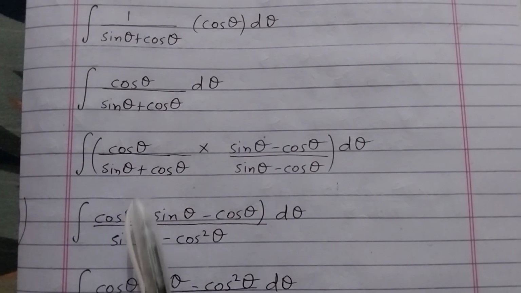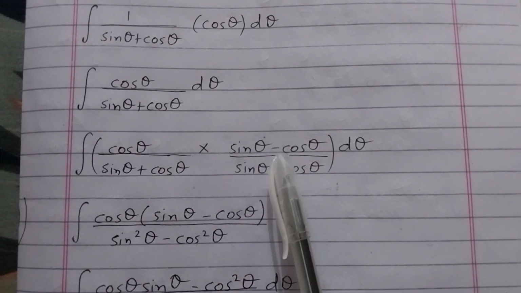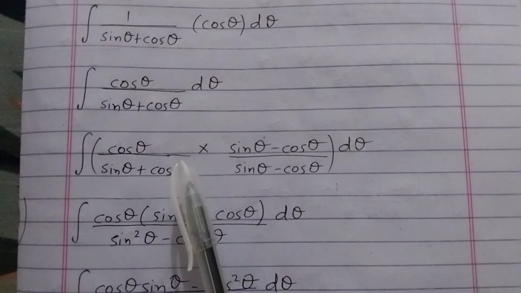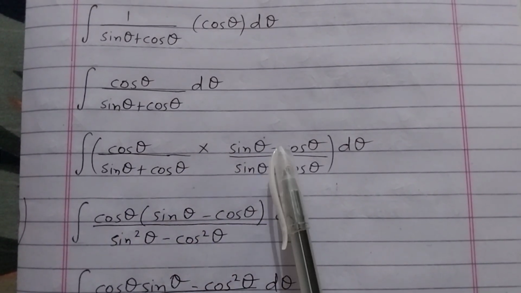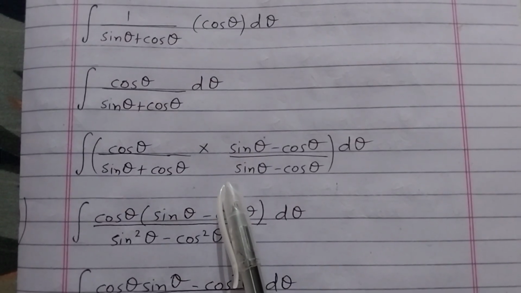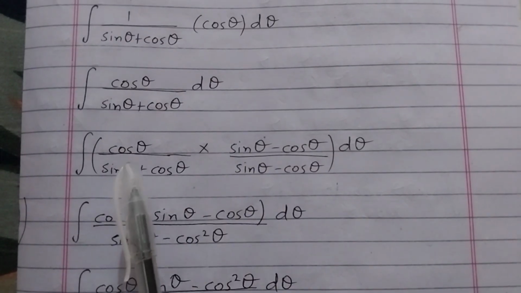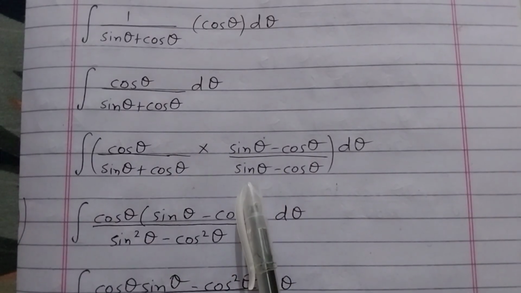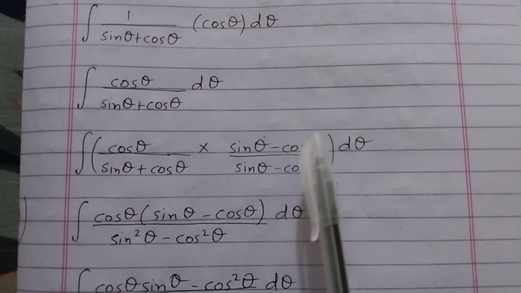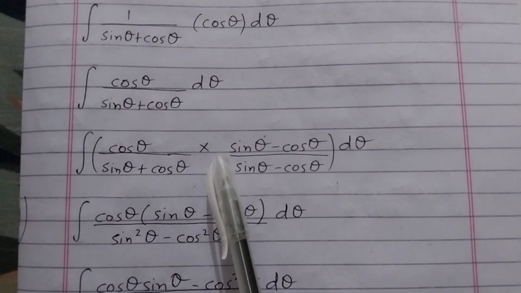So sine theta plus cos theta, and I am multiplying and dividing this fraction with sine theta minus cos theta, because when we multiply our expression with some value, we also need to divide it by that value. So I multiplied this expression with sine theta minus cos theta, so I also need to divide it by sine theta minus cos theta, because these two cancel out to give us the original expression. So this is called rationalization.